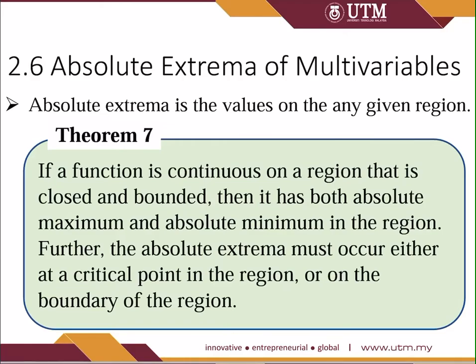From this theorem, if a function is continuous on a region that is closed and bounded, then it has both an absolute maximum and an absolute minimum in the region. So we have two values, the maximum and the minimum. Further, the absolute extrema must occur either at a critical point in the region or on the boundary of the region. So we need to test all the values.